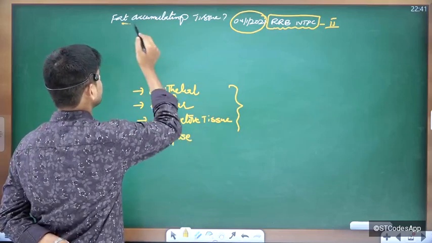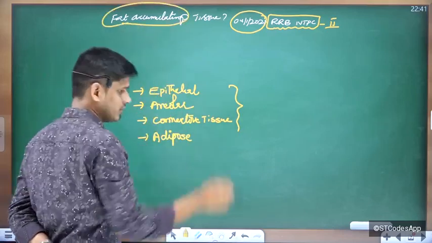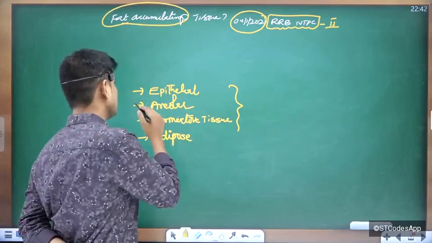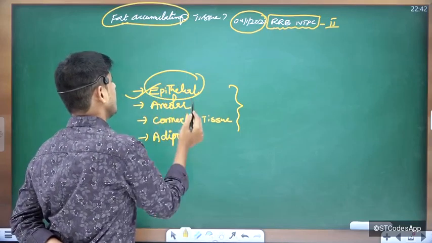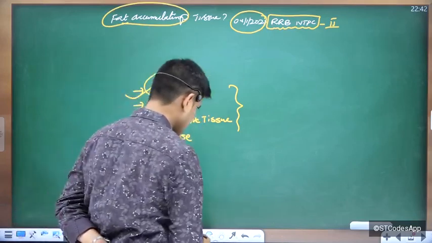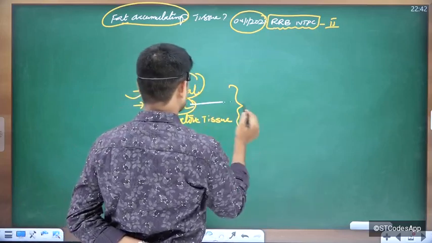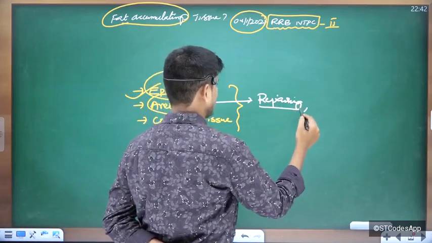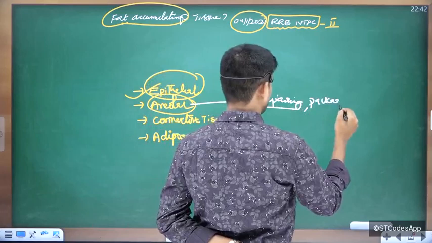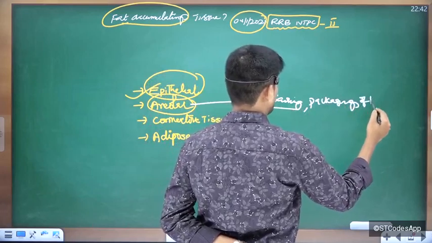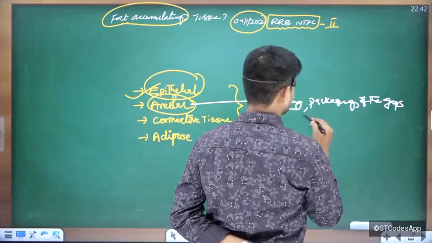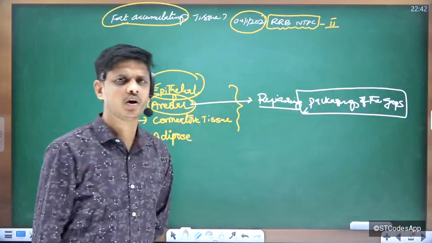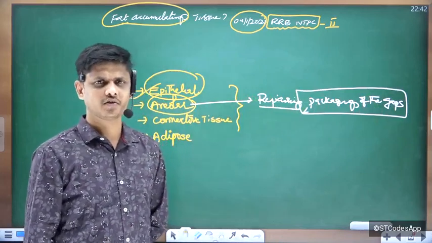And here what is the question? Fat accumulating tissue, that means the tissue which accumulates the fats. Epithelial tissue cannot accumulate the fats, and areolar tissue also doesn't accumulate the fats, because the function of the areolar tissue is repairing and packaging of the gaps present in your body. Wherever the gaps are there, they are filled with areolar tissue. Hence areolar tissue is a packing tissue.